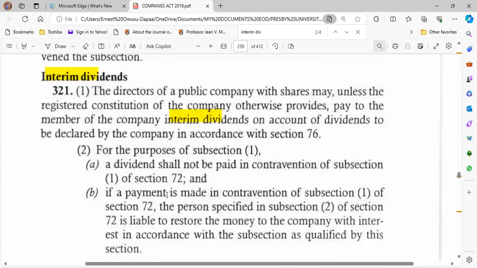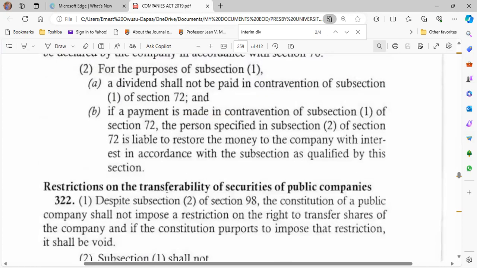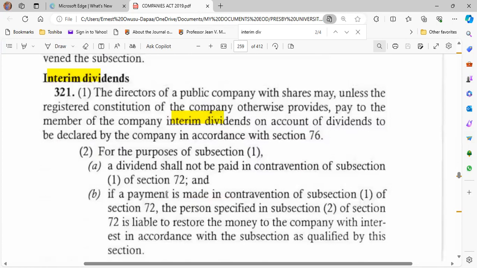Now, there's also this concept of what we call interim dividends in a public company. Let's touch on that with respect to Section 321 before we go back to Section 72 to continue our discussion. Interim dividends, according to Section 321, goes like this. The directors of a public company with shares may, unless the registered constitution of the company otherwise provides, pay to the members of the company interim dividends on account of dividends to be declared by the company in accordance with Section 76.